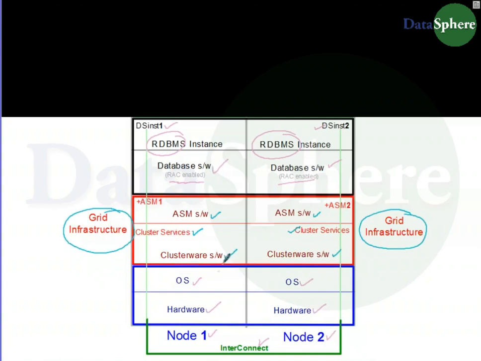That is possible only if you have cluster services running. And we're going to build RDBMS instances for our database. So these are the components that should be there in each server. Each server's components will interact with each other using the interconnect itself.